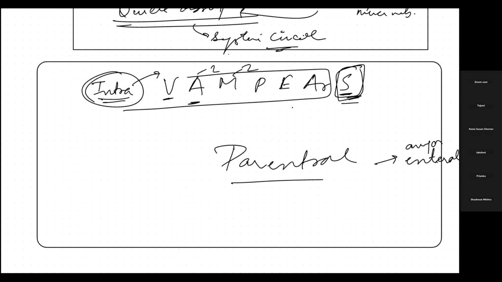The parenteral route. Now again, as I said, for all of these routes of administration, what they expect from us is that we should know the merits, demerits, and the examples. So let's see for each one of them. Let's suppose I'm talking about intravenous. We know what intravenous is: when the drug goes into the veins.